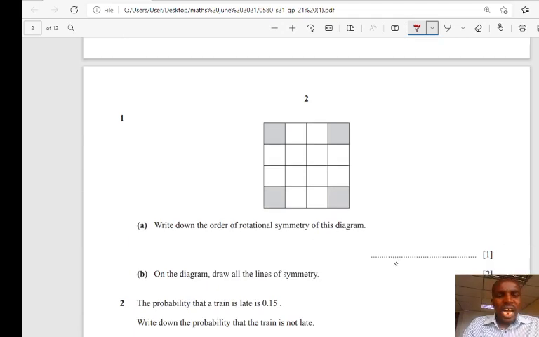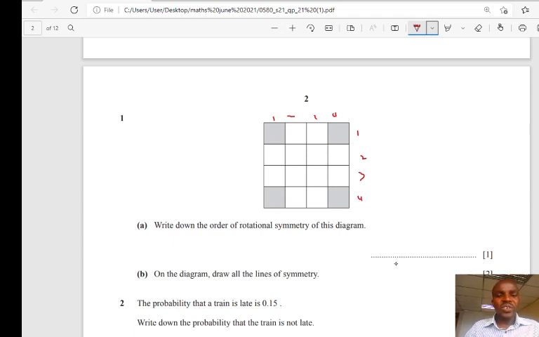Write down the order of rotational symmetry of this diagram. Right, this one, are the boxes the same? Both sides, 1, 2, 3, 4. 1, 2, 3, 4. So they are the same. So they are equal numbers of squares on both sides.